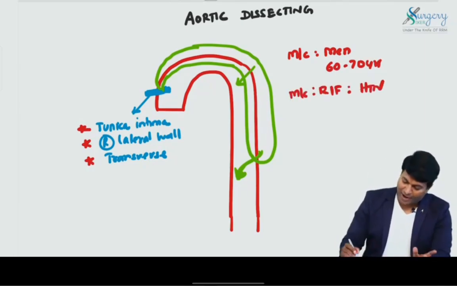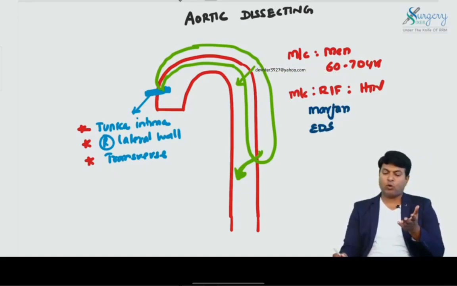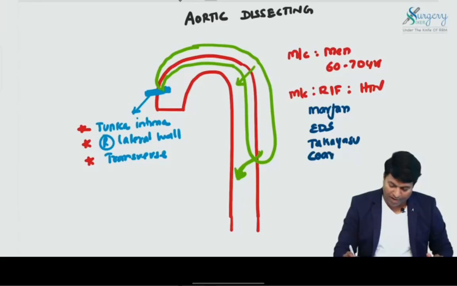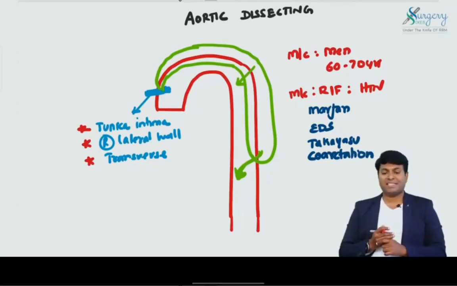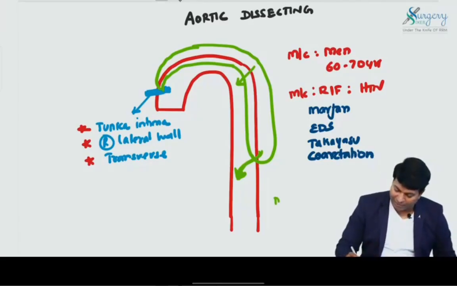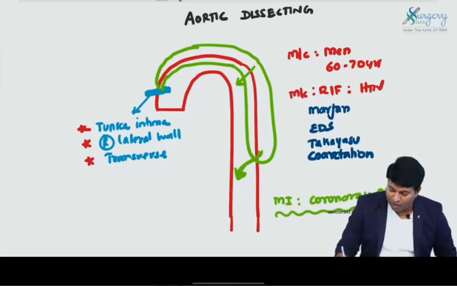Other risk factors are Marfan syndrome, Ehlers-Danlos syndrome. What are the other risk factors? Marfan syndrome, Ehlers-Danlos syndrome, Takayasu's arteritis, coarctation of aorta. So many other causes are there. The patient presents to hospital with severe pain, hypotension, and sometimes myocardial infarction will develop if the coronary ostium is involved in the dissection.